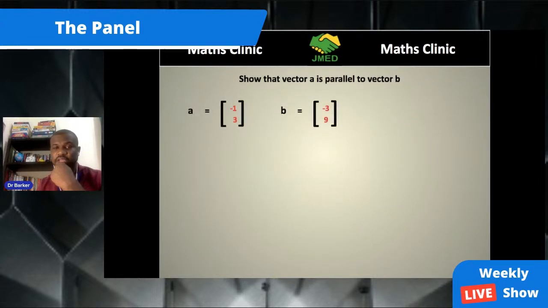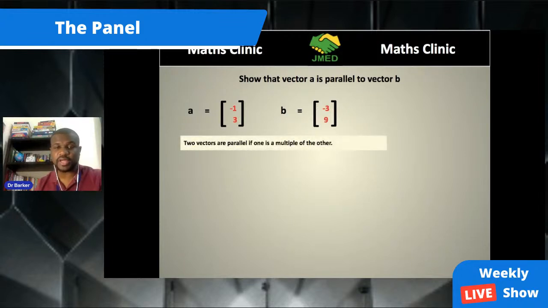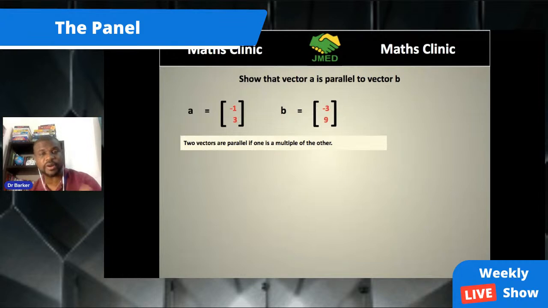So we have A and B. A very simple thing you might need to ask is understanding parallel vectors. So a vector A, a vector B. This is an example of two vectors which are parallel. I'm going to show you that they are. Two vectors are parallel if one is a multiple of the other, meaning if you multiply one of them by a number and you get the other one, then they are parallel.